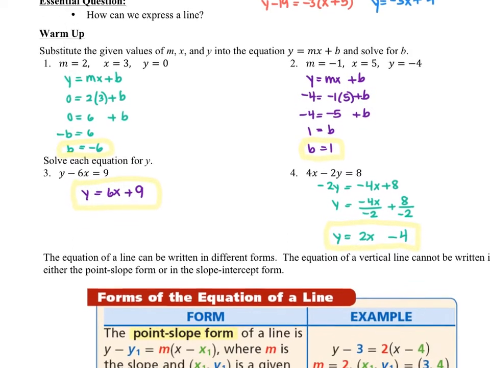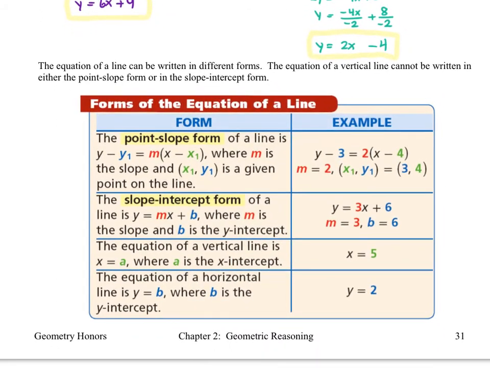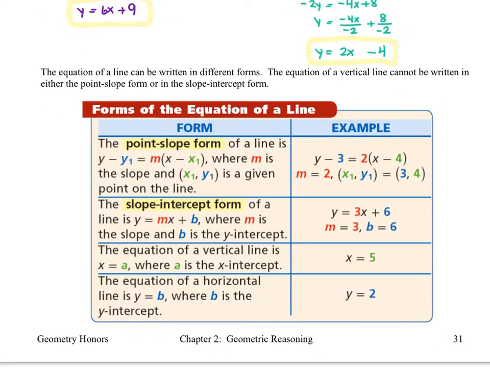And we move on. It says in our notes, the equation of a line can be written in different forms. We know this, we were just looking at some of the forms. And the equation of a vertical line cannot be written in either the point-slope form or in the slope-intercept form. And let's just think about that for 1 second. When we have a vertical line that goes through any particular x value, like +2, for example, then the equation of the line is always going to be written in the form x equals that constant.